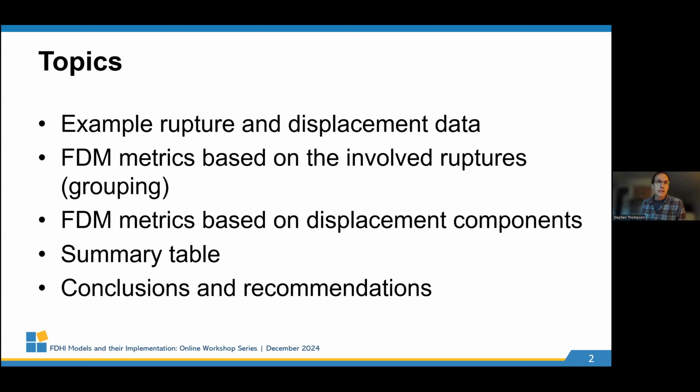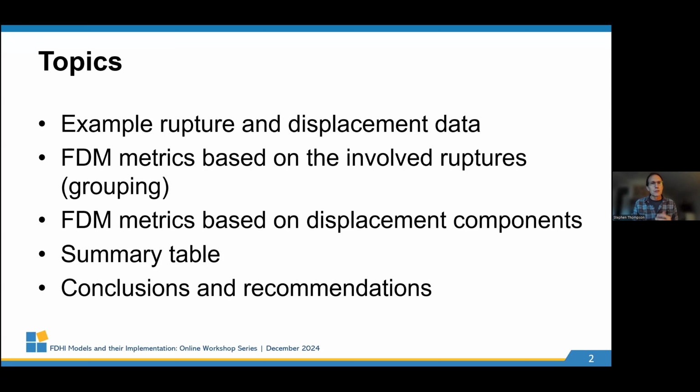So in the next few minutes, I'll be going through some more examples of ruptures and some examples of the displacement data that are available to us. Then we'll look at some of the fault displacement model metrics that are based on the different ruptures involved in the definition of displacement, so how different ruptures are grouped. And then I'll pick up on a theme that Alex introduced, which is the different displacement components: the ones that we know are happening in nature versus the ones that are preserved and that we can measure and incorporate in our models.